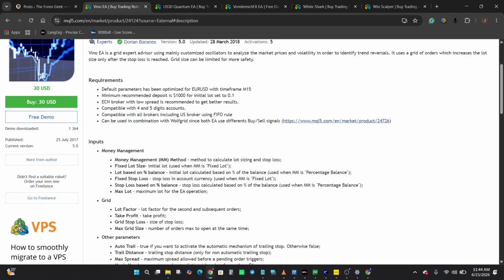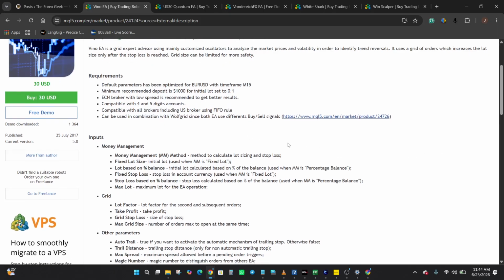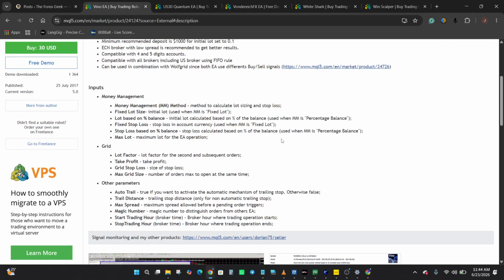Now, let us take a closer look at the available settings, because this gives us a better understanding of how the EA can be configured. Under the money management section, traders can choose between different lot sizing methods. There is an option for fixed lot sizing as well as percentage-based lot sizing tied to account balance. The EA also allows stop loss calculations based either on fixed values or percentages of account balance, depending on the selected money management method.